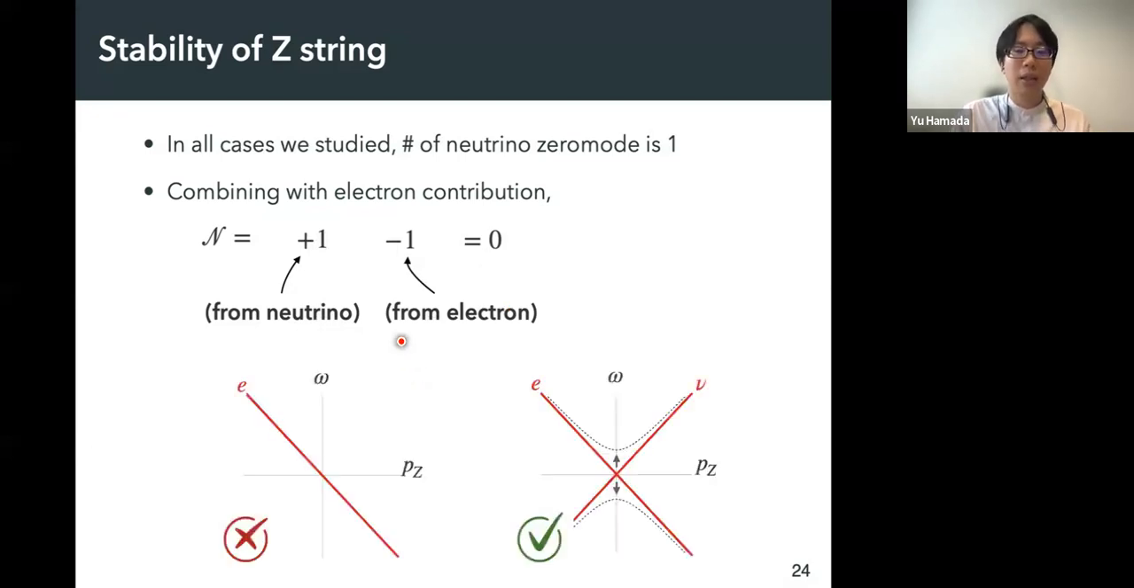Instead, we have both the Weyl fermion from the neutrino and the Weyl fermion from the electron. In that sense, there is no non-zero Dirac index in these models. So in the end, we found that this Z string is still unstable even when we consider extended models.